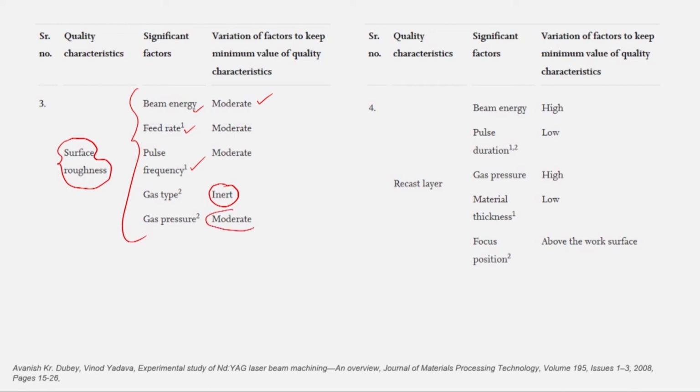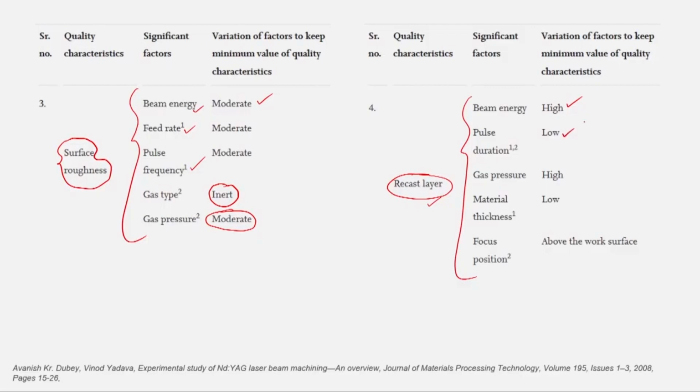Pressure has to be again at the moderate level. As far as the recast layer or the deposition is concerned, let us see the effect of various significant factors. If beam energy is high, we get a low recast layer because there is more vaporization than melting. So, it is expected that more material will be vaporized, evaporated. If there is more melting, then there would be more deposition.